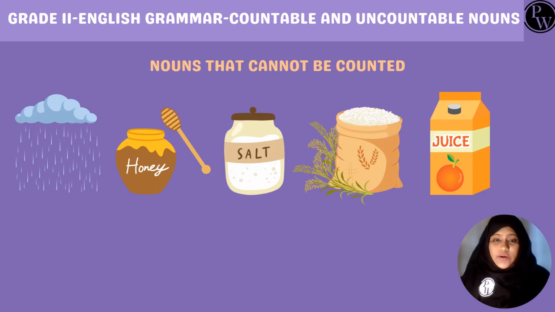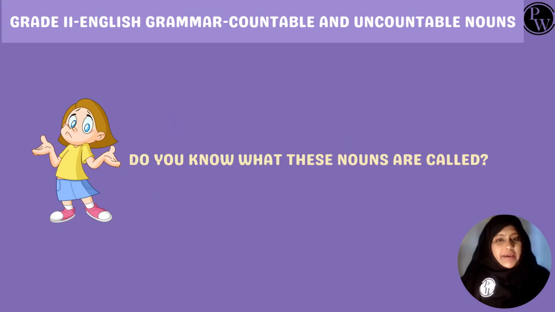Now, let's check out some things that we can't count. Rain, honey, salt, rice, and juice. These are the ones that we don't count individually. They are like a big group or a whole bunch. After checking out the pictures, do you have any guesses about what we call nouns that can be counted and those that can't? Let's talk about it.